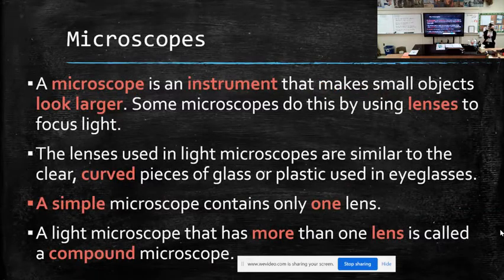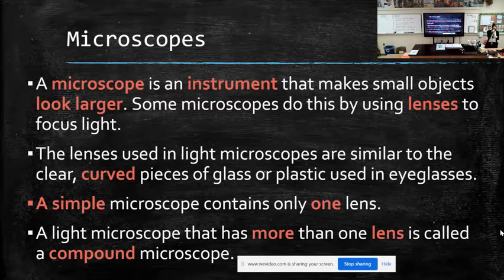Okay, so overview of a microscope. We will get into this more at the end of section 2.3. But a microscope is an instrument that makes small objects look larger. Some microscopes do this by using lenses to focus the light, so then it's more concentrated and brighter, so that you can look at a more specific smaller object.